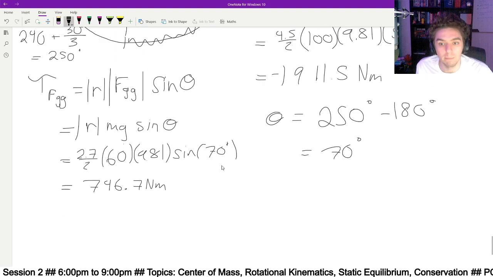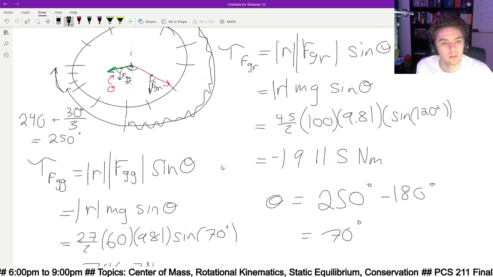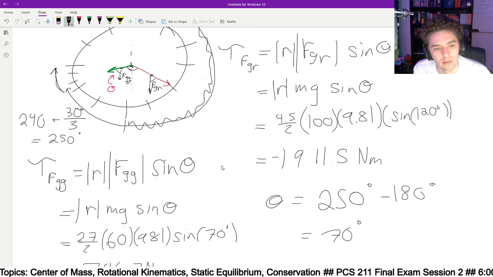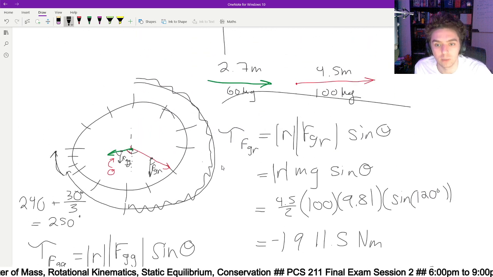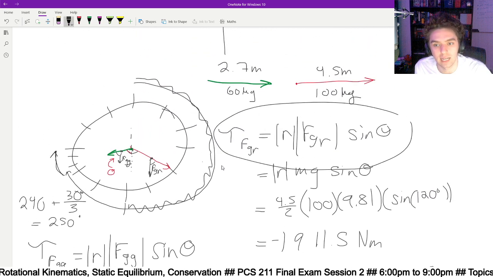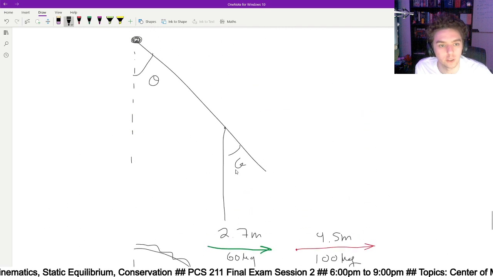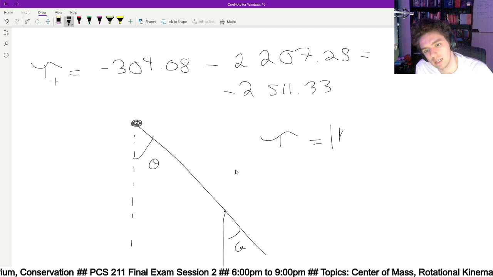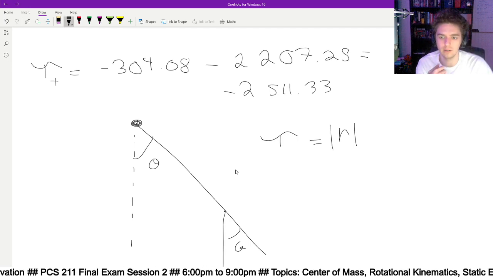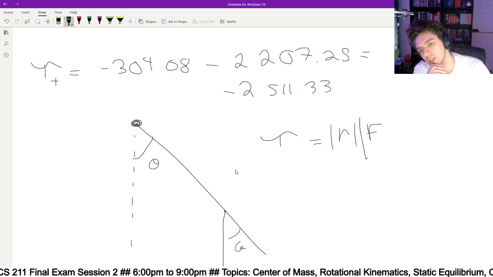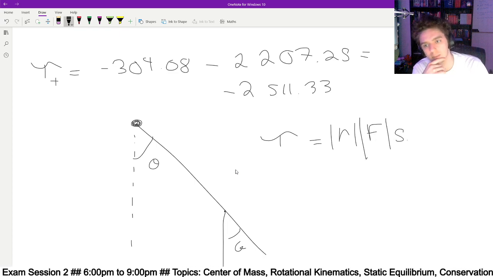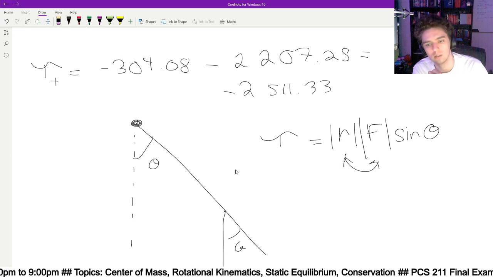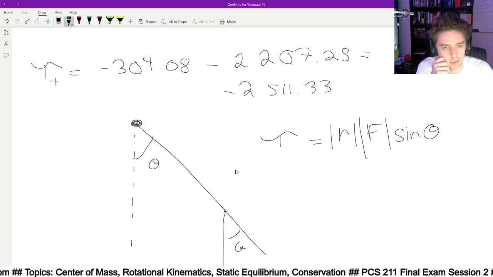Sorry, yeah, go ahead. Can you explain why it's sine theta again? Why do we take the sine of the angle? Well, that's just part of the formula for torque. If I'm calculating torque, I need to find the distance from the axis that you're spinning around, times the magnitude of the force that's causing the torque, times the sine of the angle between those two things. Oh, okay. That's the formula.